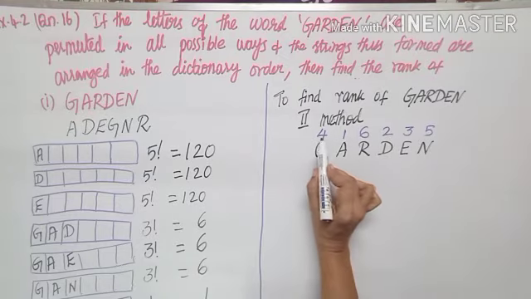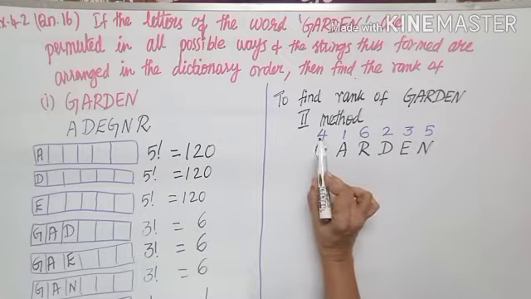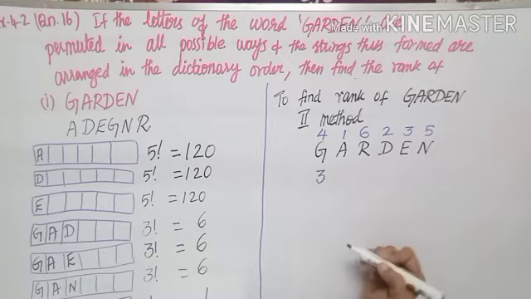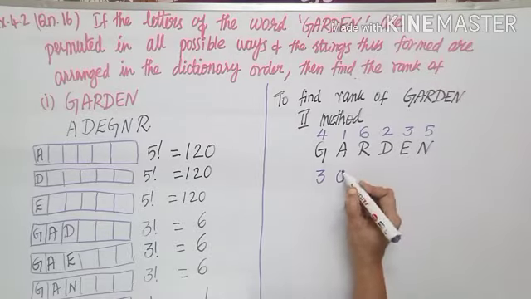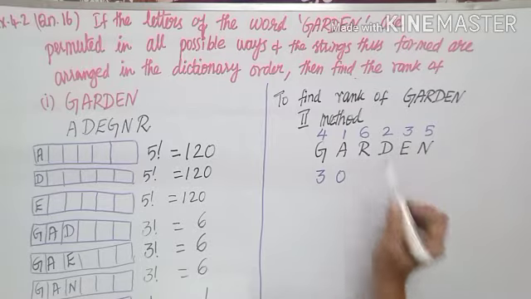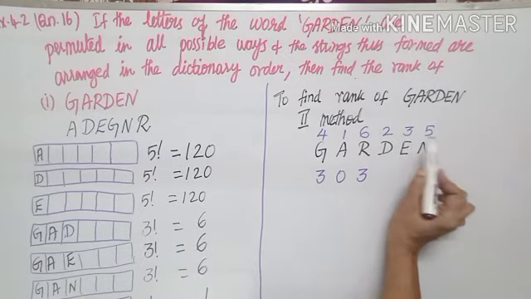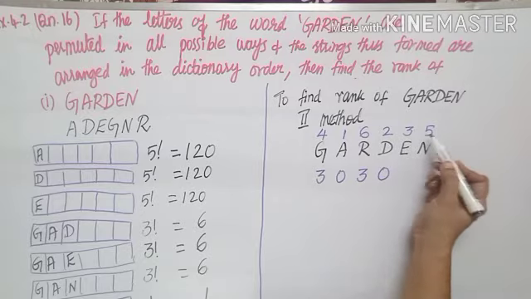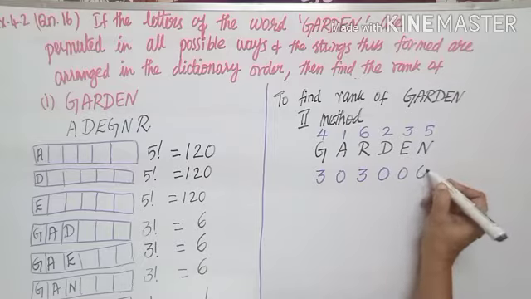Now, when I come here, below 4, check how many numbers are there below 4. 1, 2, 3 numbers, put 3 here. Below 1, there is no number, so put 0. Below 6, 1, 2, 3 numbers are below 6, put 3. Next comes below 2, no number is below 2, so put 0. Below 3, no number is below 3, put 0. Below 5 also no number, put 0.